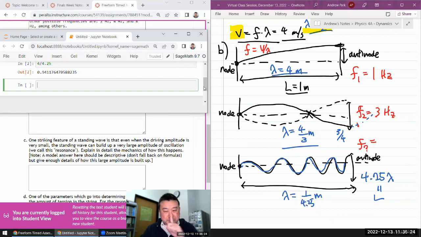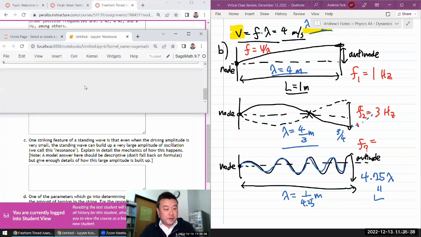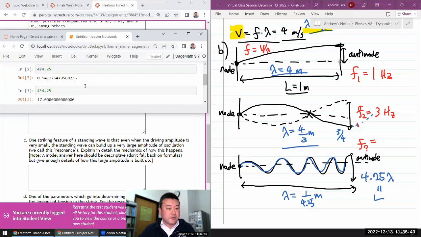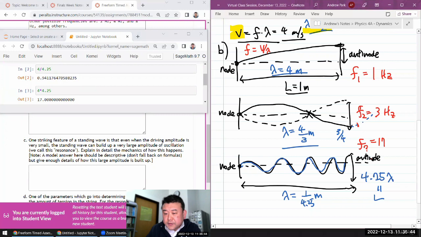Oh, maybe I'm not dividing by this. I'm dividing by this, which means actually multiplying by 4.25. So 4 times 4.25, or divided by 1 over 4.25. Okay, so that gives me an answer of 17. Okay, that looks about right. 17 hertz. And there is a pattern here.